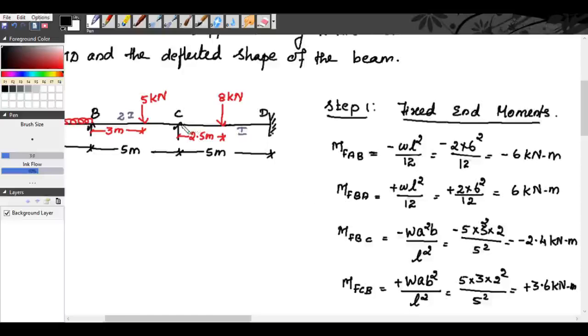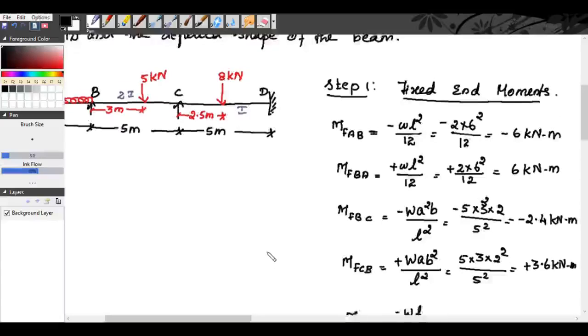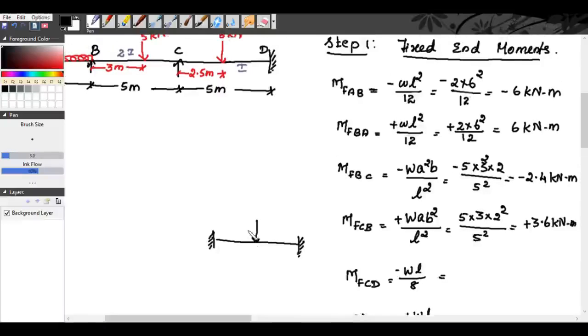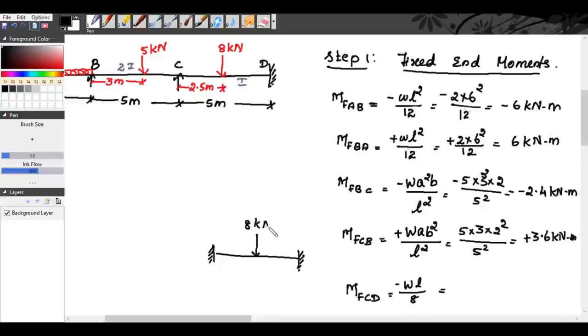Now we will consider the span CD. While we are considering the span CD, we will assume C as fixed and D as fixed. We have a concentrated load of 8 kilonewton, acting at a distance of 2.5 meter. Total length of the span is 5 meter. That means it is acting at the mid span.